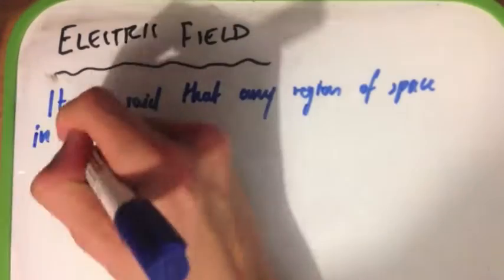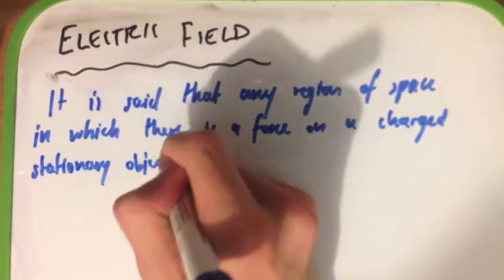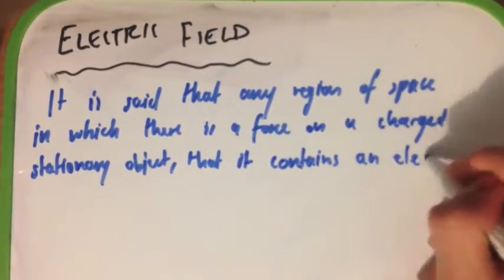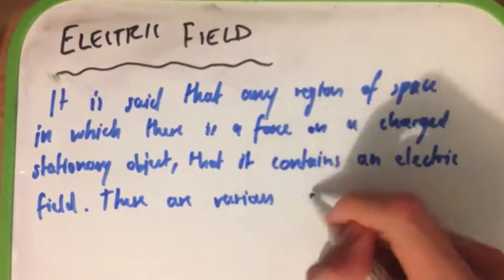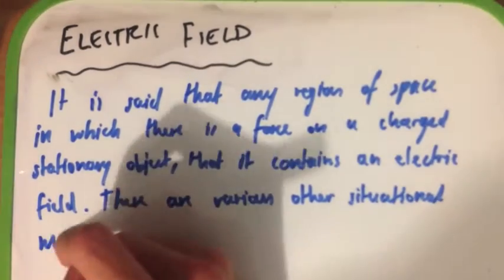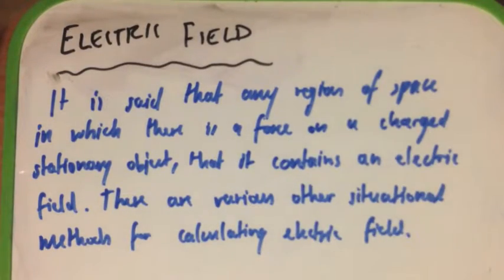It is said that any region in space where there is a force on a charged stationary object contains an electric field. There are various formulas used in calculating electric field strength, but the most common one is E equals F over Q.